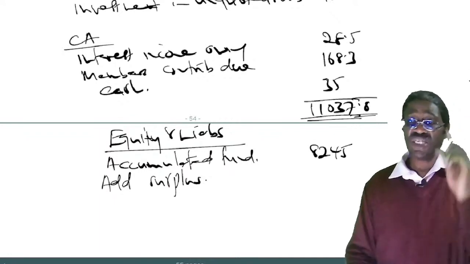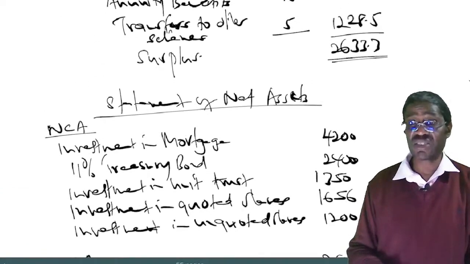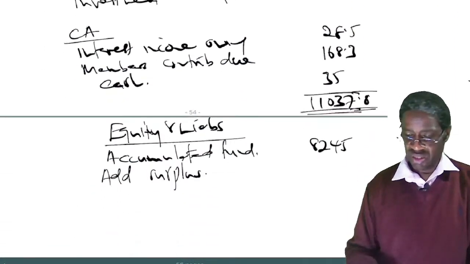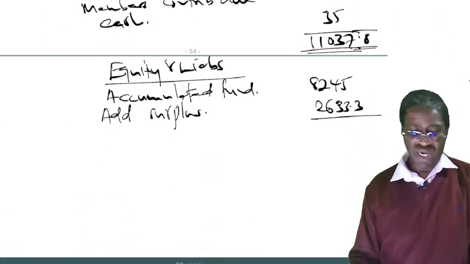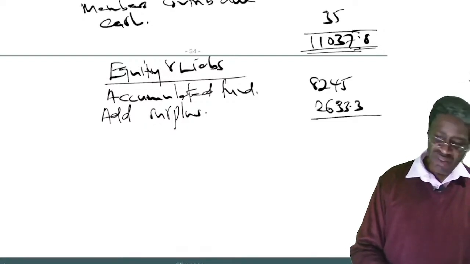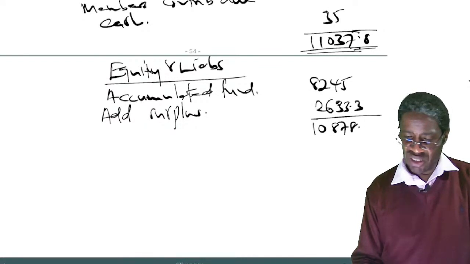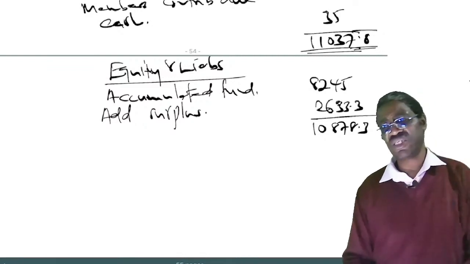We have got a surplus in our income statement, though we don't call it income statement; we have called it statement of changes in net assets. And I can see the surplus there is 2,633.3. Good. I add those two. What do I get? 8,245 plus 2,633.3. I'm getting an amount of 10,878.3. Good. Then we come now to liabilities.